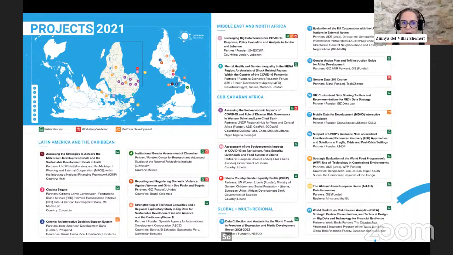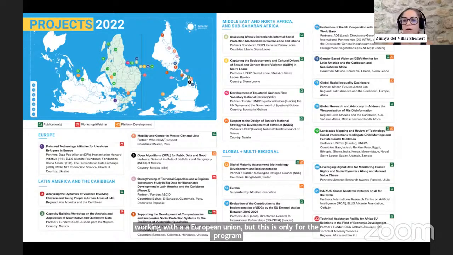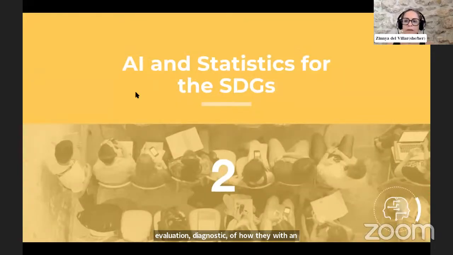This is the map of our work in 2021. This is the map of our projects in 2022. So we are really focusing on these regions. In particular, here, for example, we are working with the European Union, but this is only for the digital transformation program. This is more a kind of evaluation diagnostic of how the international organizations are funding the different projects around the world.